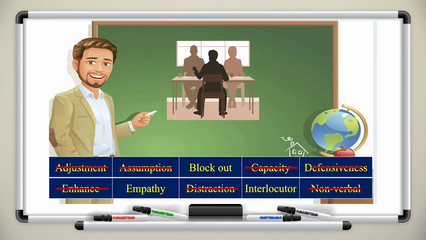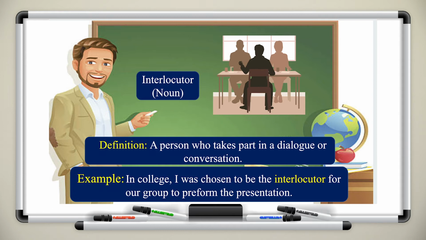In this picture, you can see 2 persons, and in front of them there's one person who is speaking to them. So he is the interlocutor. The interlocutor means, or the definition of this word is, a person who takes part in a dialogue or conversation. Here's an example. In college, I was chosen to be the interlocutor for our group to perform the presentation.